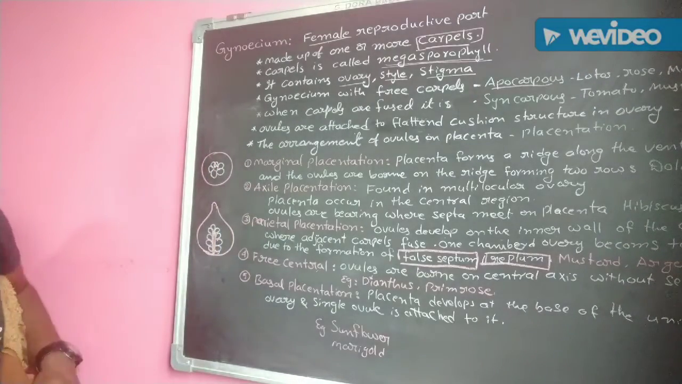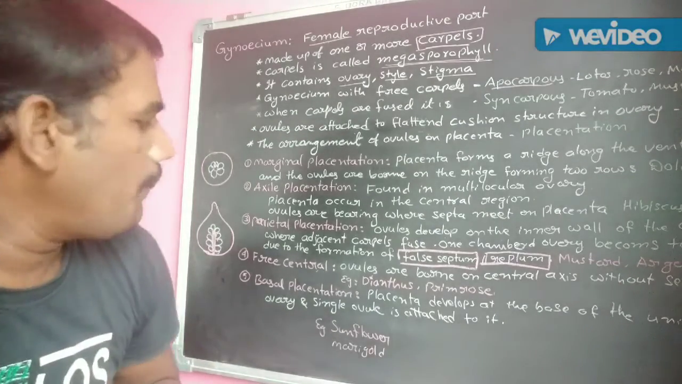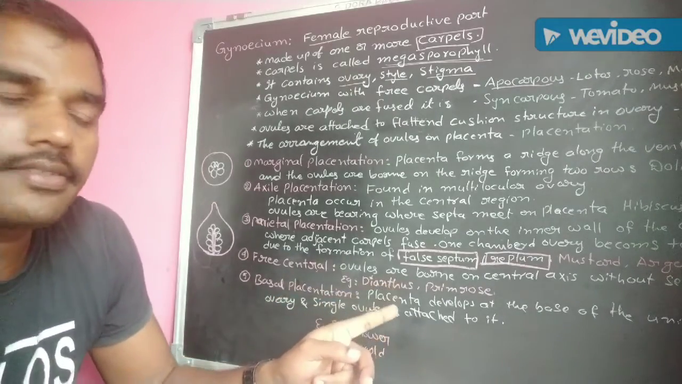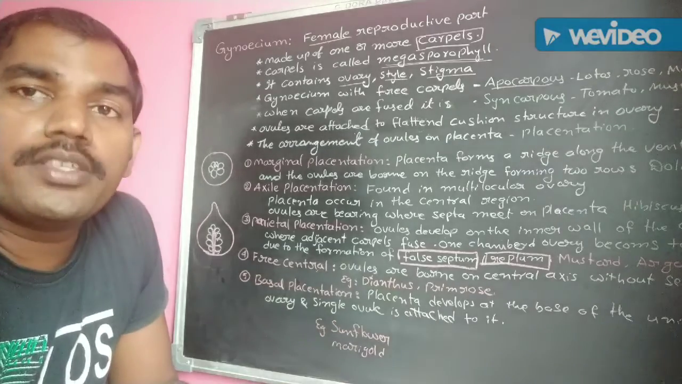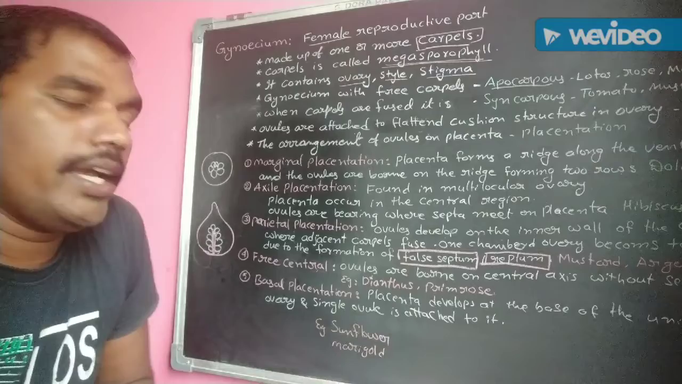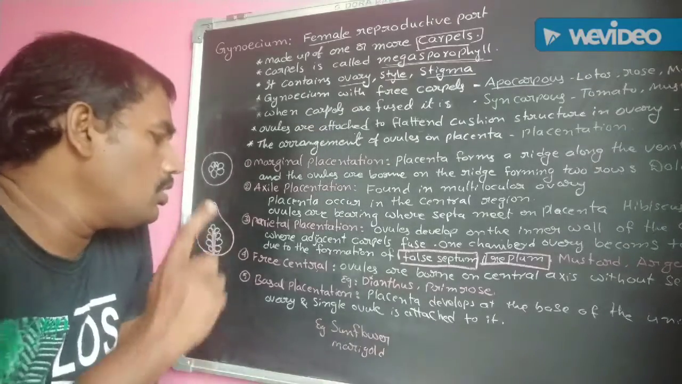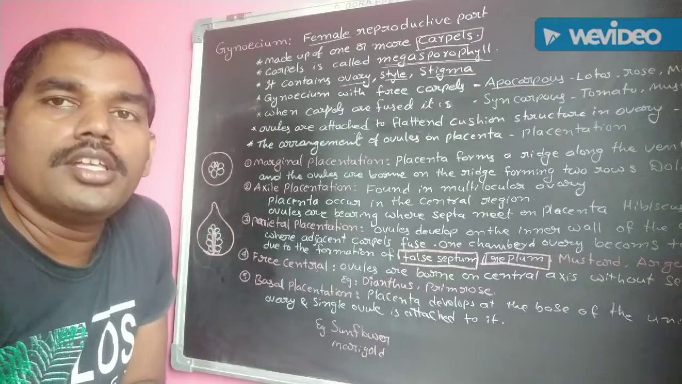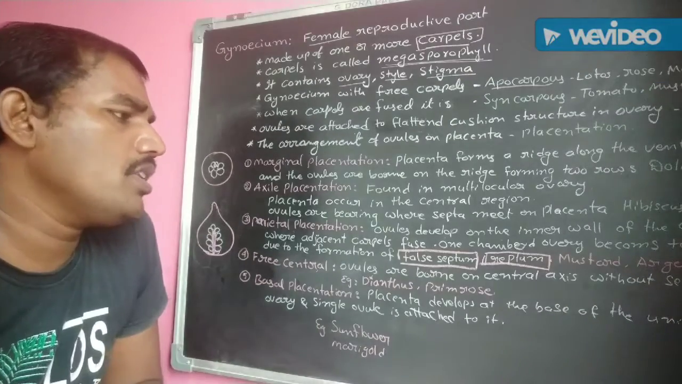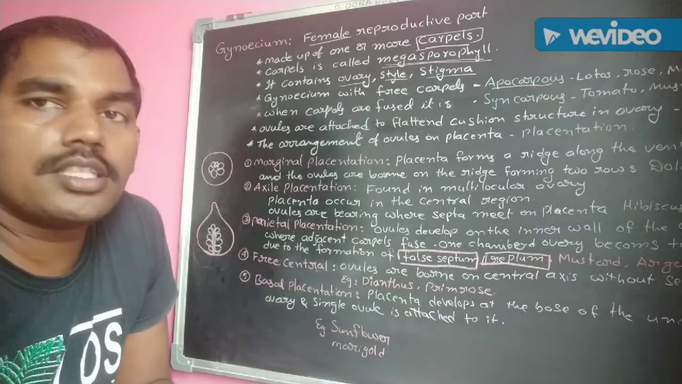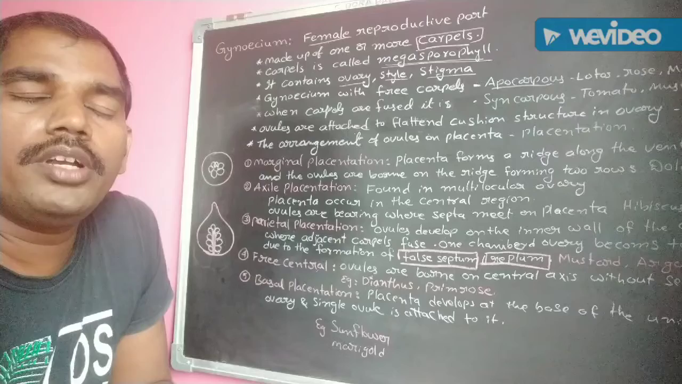This type of placentation is known as free central placentation. Example, very, very important: Dianthus. Primrose species and also Dianthus species are the best examples of free central placentation. Free central placentation means the septa are absent. Ovules are borne on the central axis without septa. Example, Dianthus.